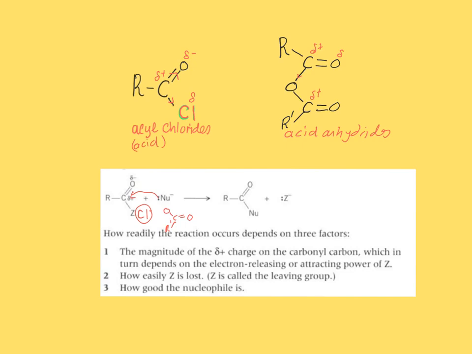Now, how fast the reaction is depends on three factors. That is the size or the magnitude of the delta plus on the carbonyl compound, and that depends also on the electron releasing or attracting power of Z, that's the ability of Z to pull electron density towards itself. Also how easily Z is lost, that's how readily that bond breaks, the strength of the carbon-Z bond. So is the carbon-chlorine bond stronger than the carbon-oxygen bond here? And also how good the nucleophile is at attacking.